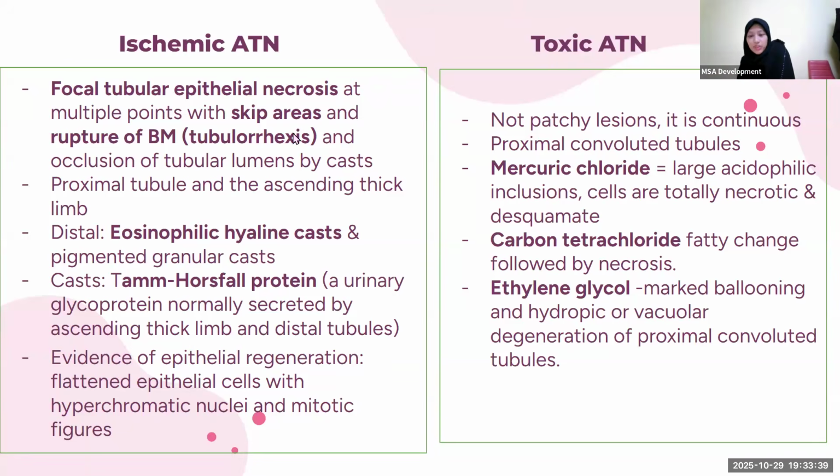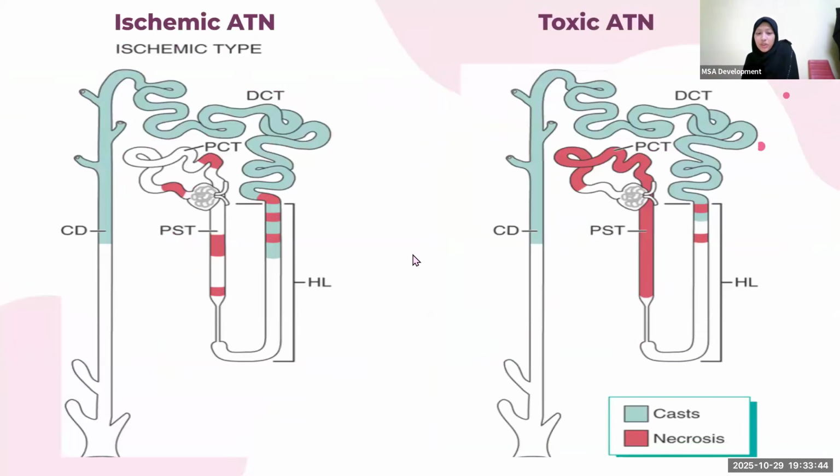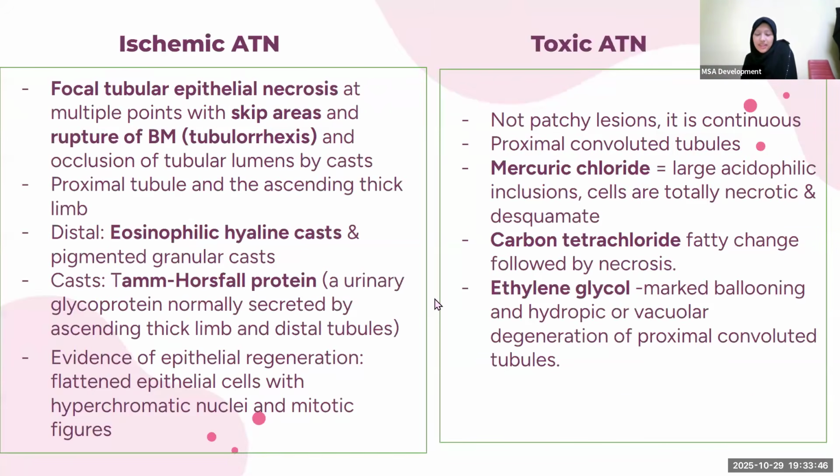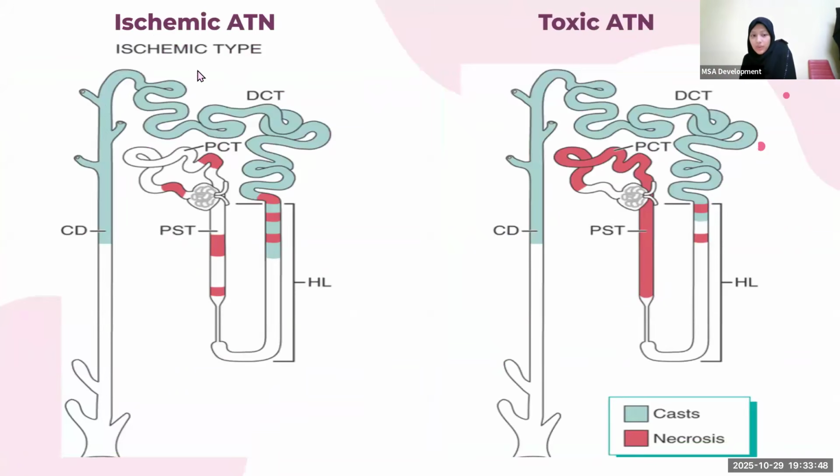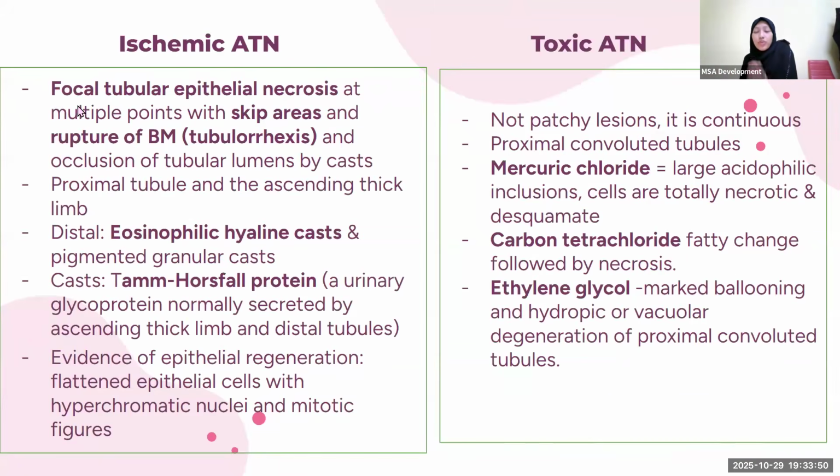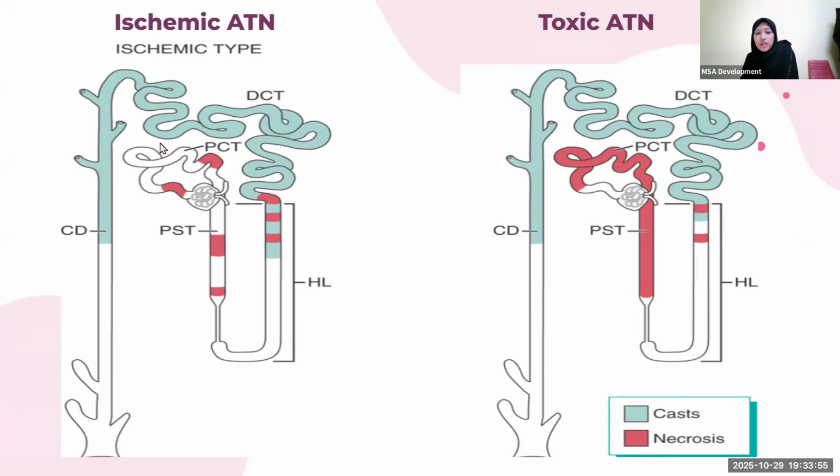So what is the difference between the two? Okay, we'll see it here. If you compare this and this, it's talking about the same thing. The ischemic type will have focal lesions, meaning, for example, less blood is coming to the glomerulus right here. So that will cause damage to the kidney tubules, but very focal or very patchy. It's not continuous. So it would form ischemia here, here, here, here, here.